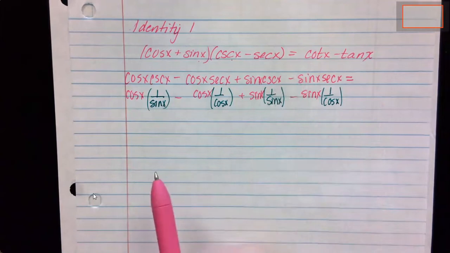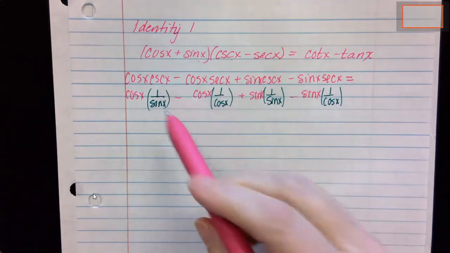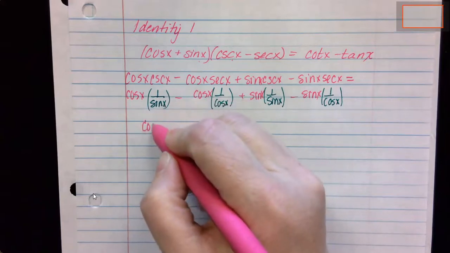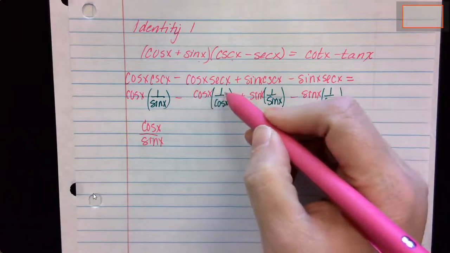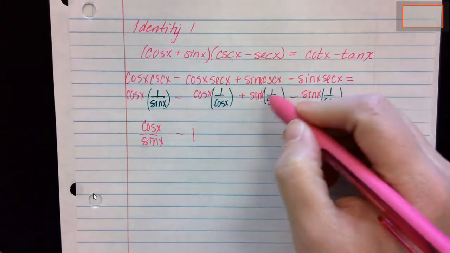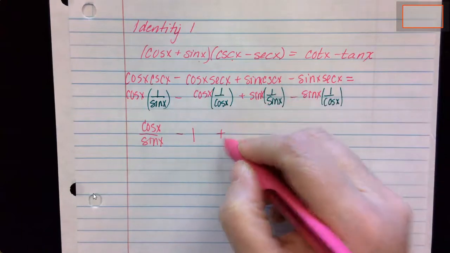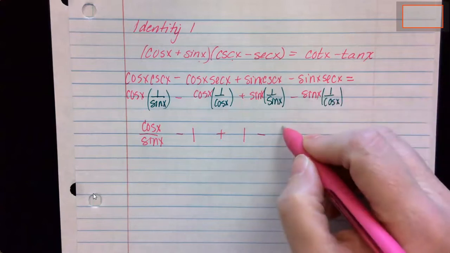So here's the beautiful thing. Cosine times 1 over sine is cosine over sine. Cosine times 1 over cosine is negative 1. Sine times 1 over sine is positive 1. And minus the sine divided by the cosine.